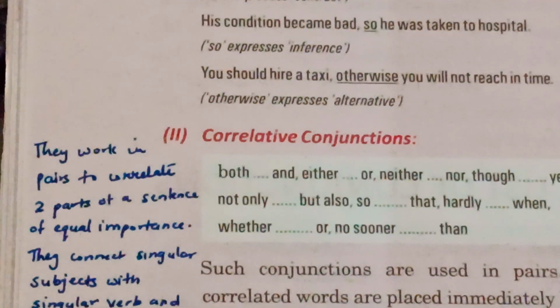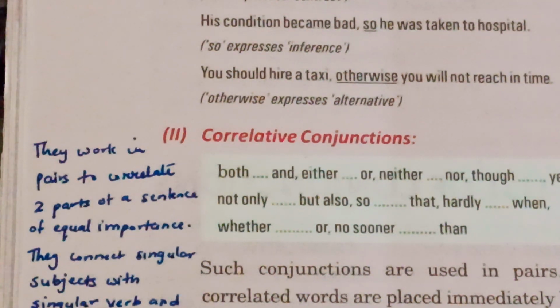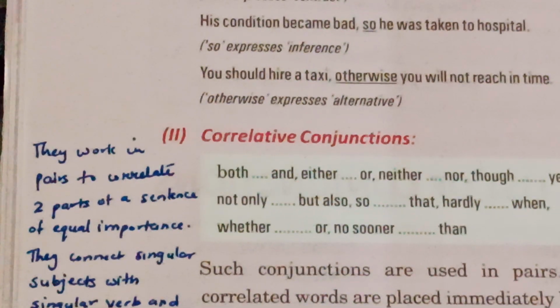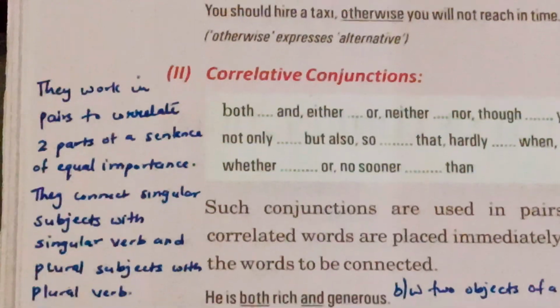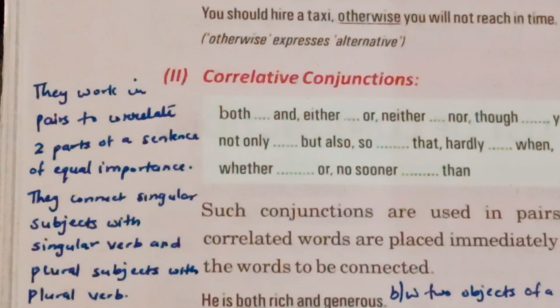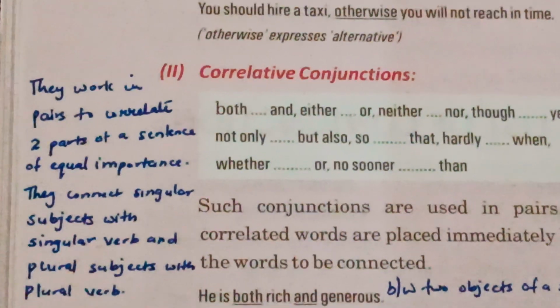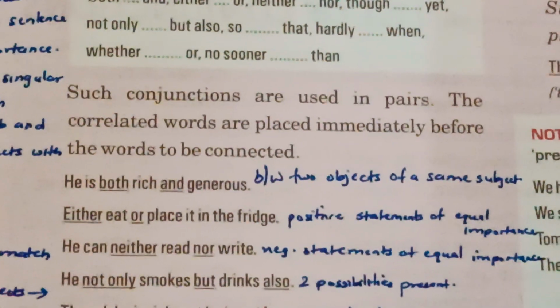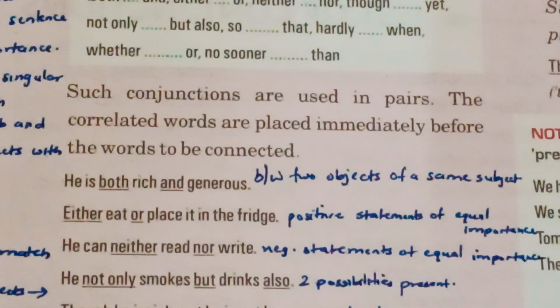जो words connect करने हैं उनसे पहले और दोनों के बीच में the other conjunction is placed. These conjunctions work in pairs to correlate two parts of a sentence. ये sentence के दो parts को correlate कर देते हैं, which is of equal importance. They connect singular subjects with singular verbs and plural subjects with plural verbs. I show you the examples here. See, he is both rich and generous.